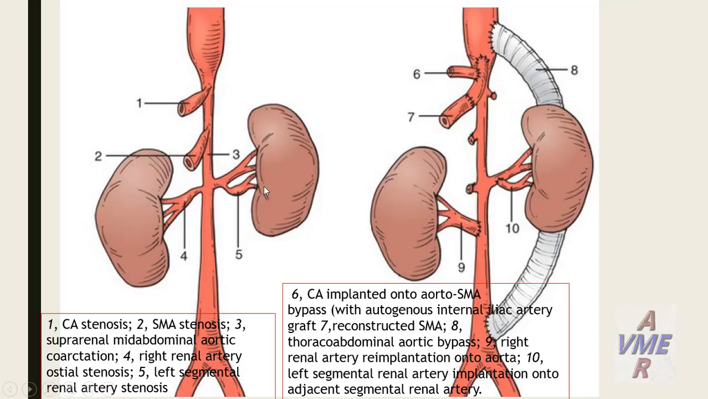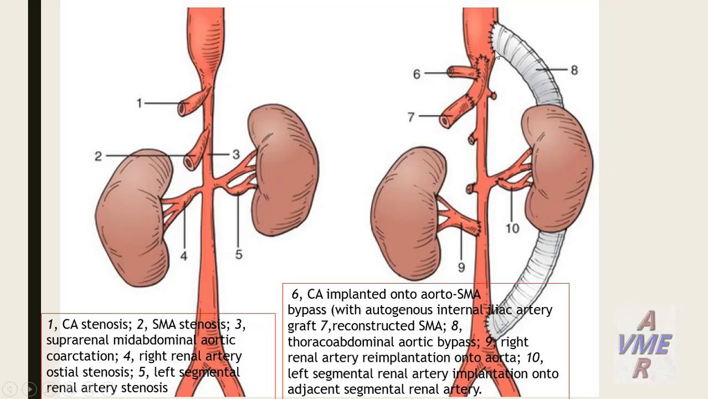In this picture we have number 1, celiac trunk stenosis; number 2, superior mesenteric artery stenosis; number 3, suprarenal mid-abdominal aortic coarctation; number 4, right renal artery ostial stenosis; number 5, left segmental renal artery stenosis.